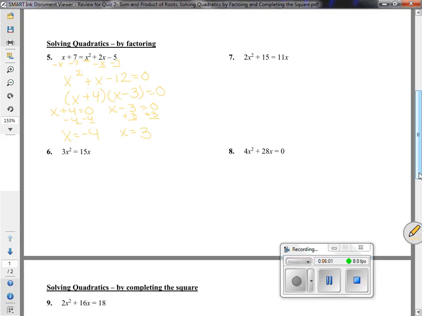I don't care if you show this stuff right here, because it's pretty simple. Can you put those in the squiggly brackets? You can put them in the squiggly brackets, you don't have to.